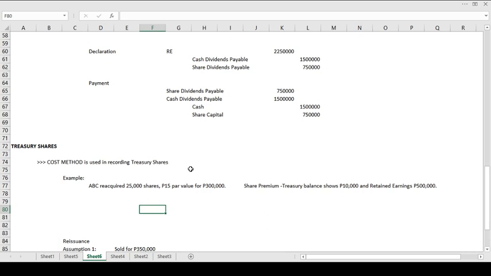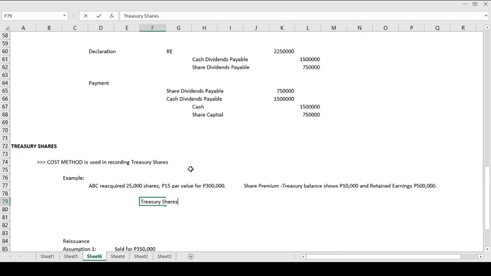Our entry would be debit treasury shares for 300,000, and then we credit cash because of the reacquisition of that treasury share. Ganun lang po yun. Kung magkano po yung cost for the reacquisition, yun po yung value ng treasury shares. That is the cost method.